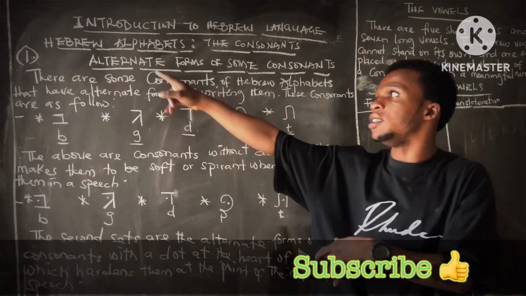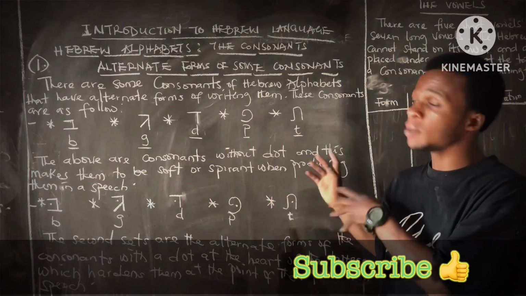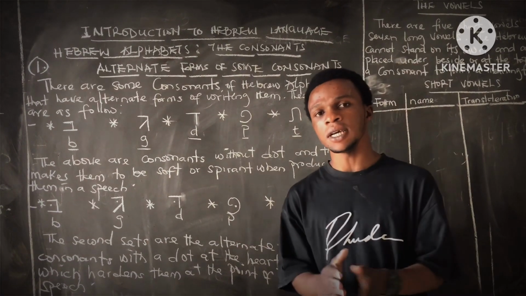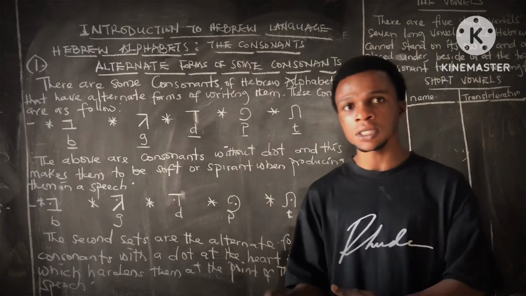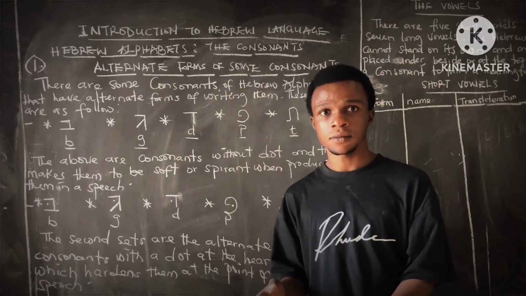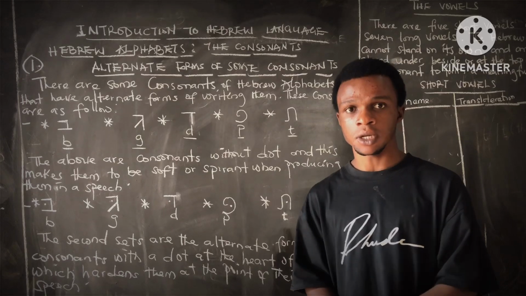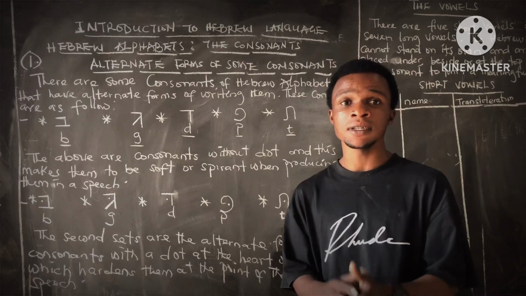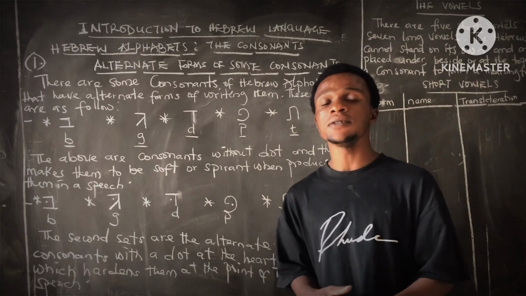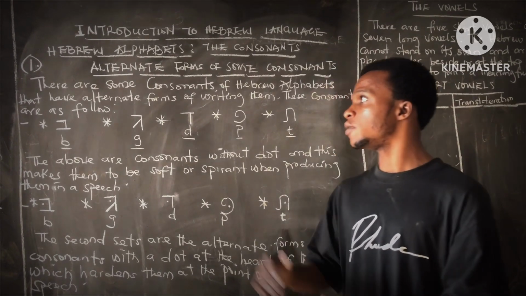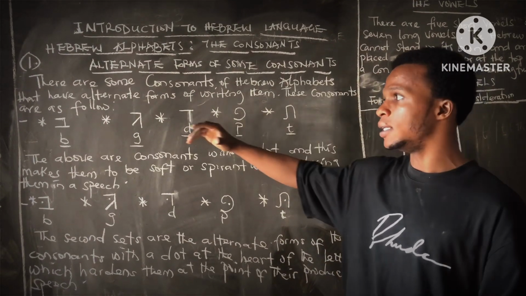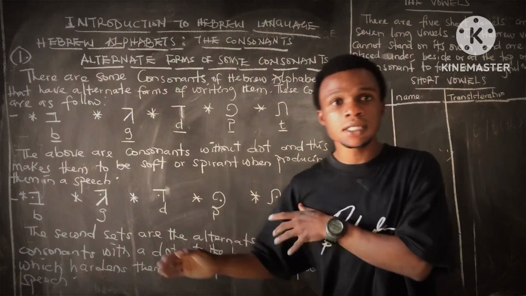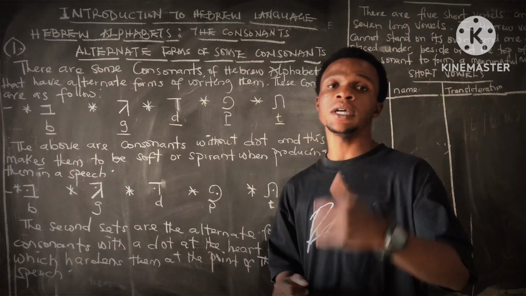Under it we are going to talk about the alternate forms of some consonants. When I was explaining some of these consonants in my previous lesson, I told you that there are some consonants that you can write in other forms. They have an alternate form of writing. Some of these consonants are listed on the board here. This kind of consonant, you can write in two forms.